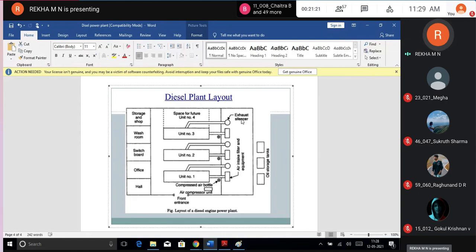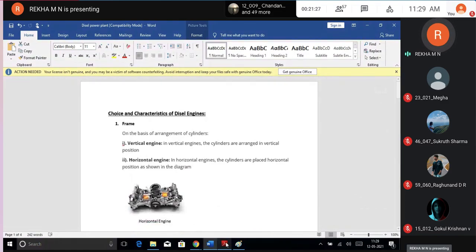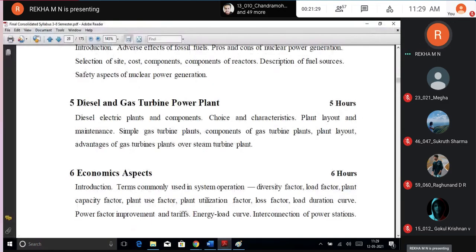Is it clear, students? Do you have any doubt? Please tell me. No, ma'am. Okay, so this completes your diesel power plant, students: diesel electrical power plant components, choice and characteristics, and maintenance. Still here I have done. Is it clear, students?